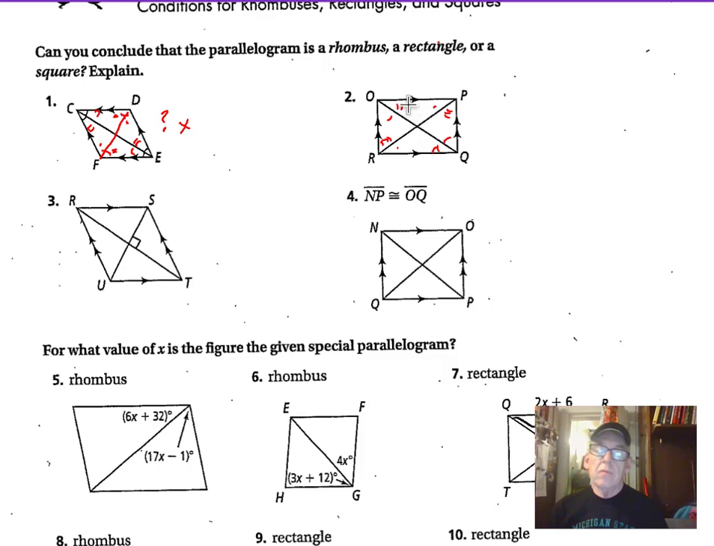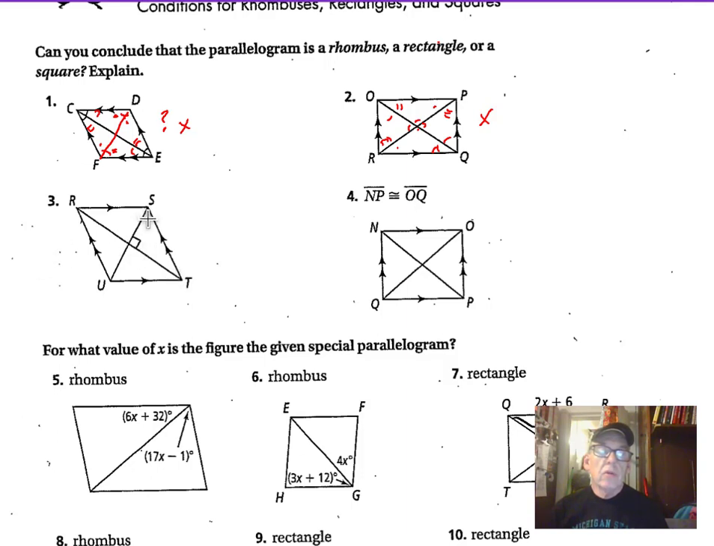There's not enough to prove that these are all... we do have vertical angles here and there. But it doesn't show us anything about these angles being bisected for sure or anything like that. It doesn't mark the diagonals as being the same length. So again, I don't think there's enough information for this one.